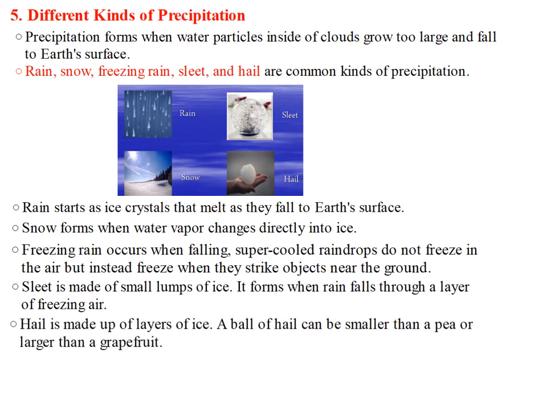And finally, hail is made up of layers of ice. A ball of hail can be smaller than a pea or larger than a grapefruit. And we have to know that a rain gauge is an instrument that measures rainfall, so it shows how much rain fell.